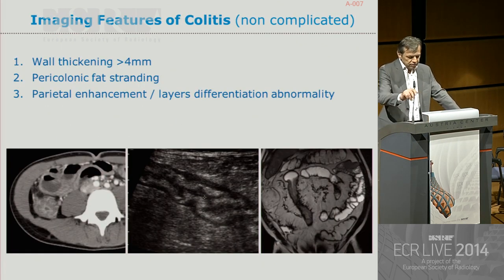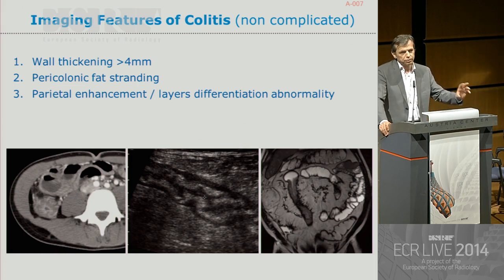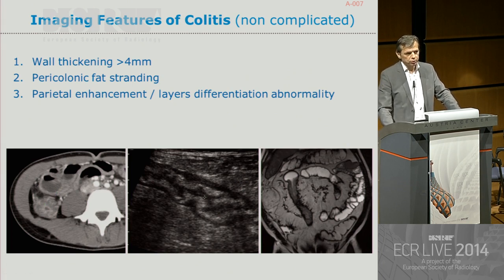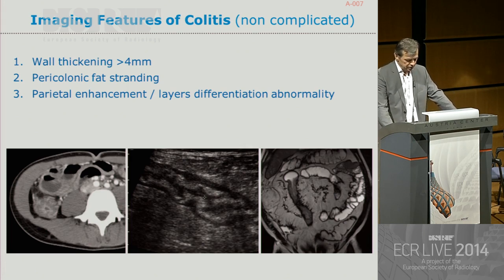The positive diagnosis of colitis is based on wall thickening: in a distended colon, more than 4 millimeters, and in a non-distended colon 6, 7, 8, especially on the left and sigmoid. Be careful on the sigmoid colon, it could be very thick. That is the basis of this diagnosis. Here you can see the thickening with layer differentiation abnormality, but the pericolonic fat abnormality is almost as important as the thickness of the wall.